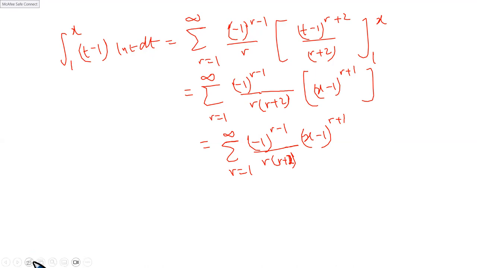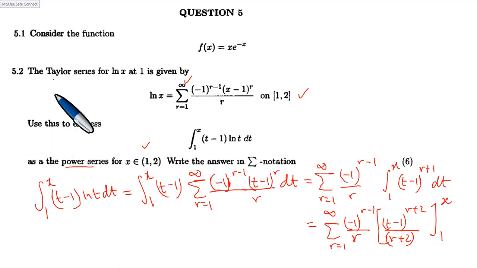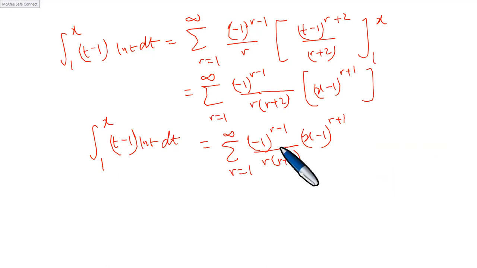Just note that. By and large it looks correct. But that is the method anyhow. So it means that to integrate this, which is (t minus 1) ln t dt, is equal to this. And the question was: the Taylor series for that is given by this. Use this to express this as a power series for x between 1 and 2. And this is it.